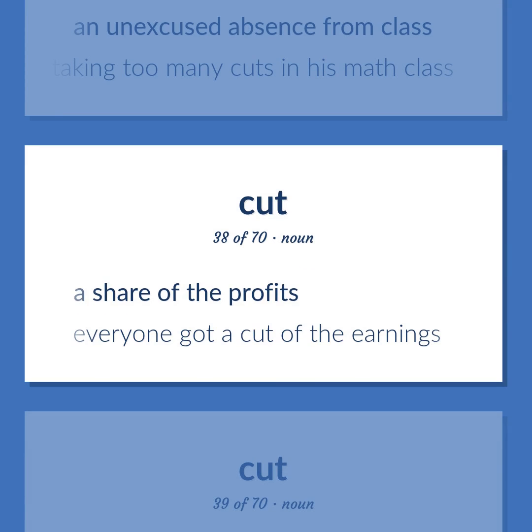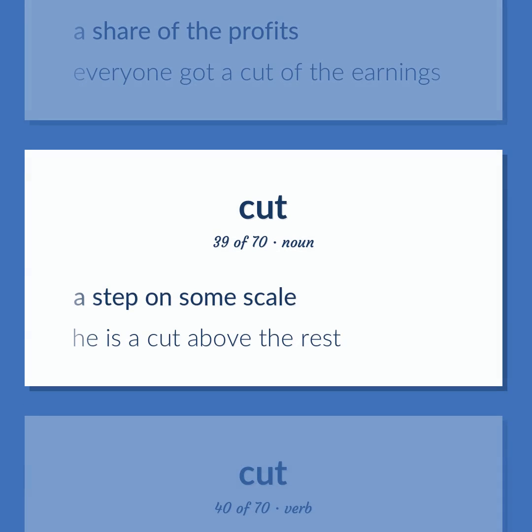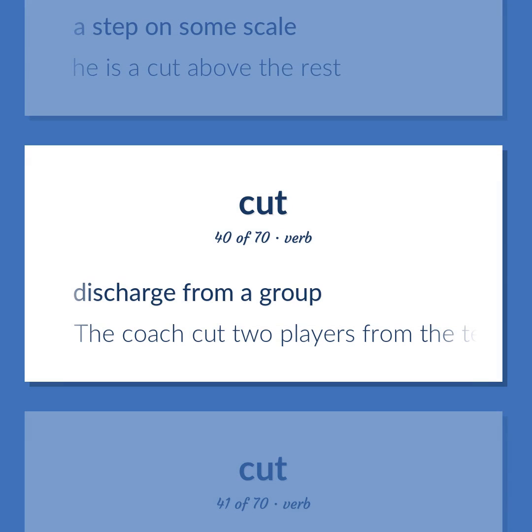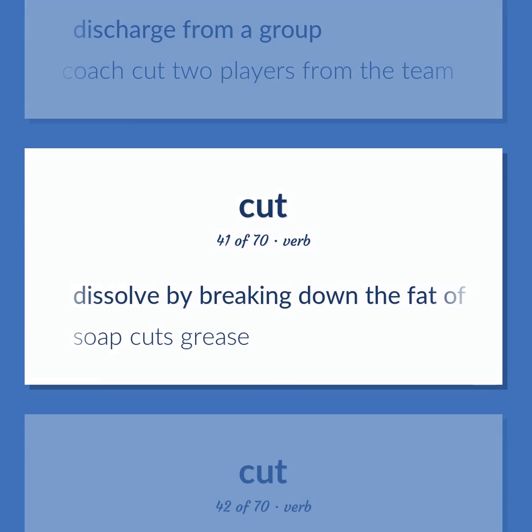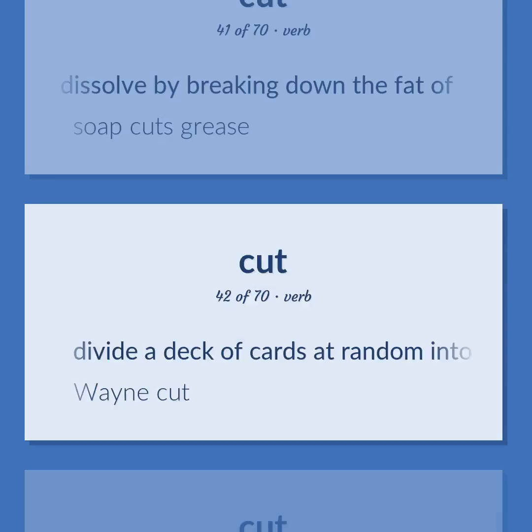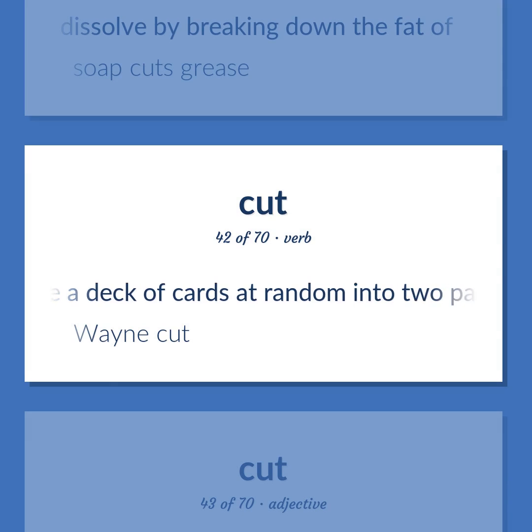A share of the profits. Everyone got a cut of the earnings. A step on some scale. He is a cut above the rest. Discharge from a group. The coach cut 2 players from the team. Dissolve by breaking down the fat of. Soap cuts grease. Divide a deck of cards at random into 2 parts to make selection difficult. Wayne cut.